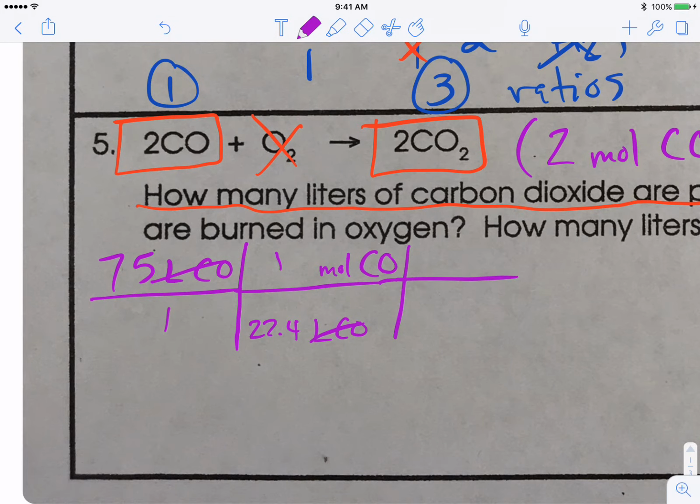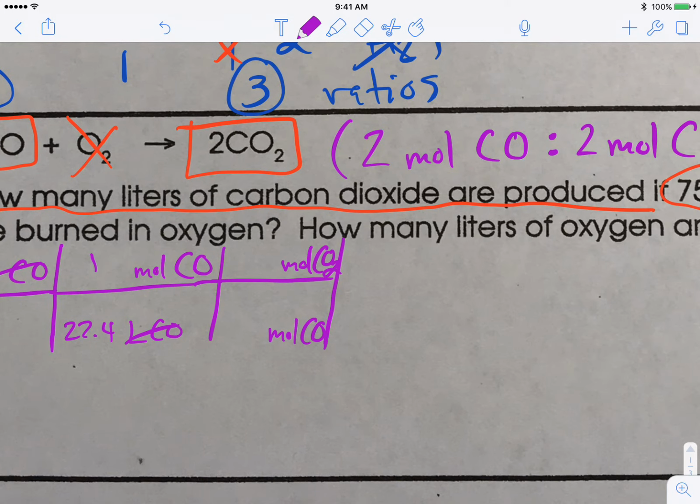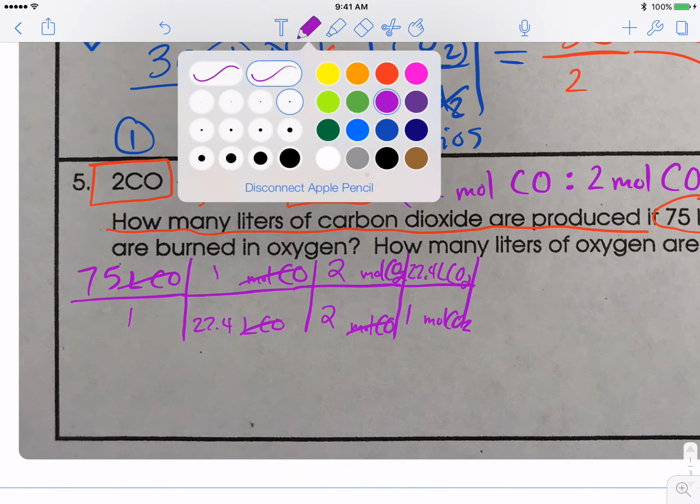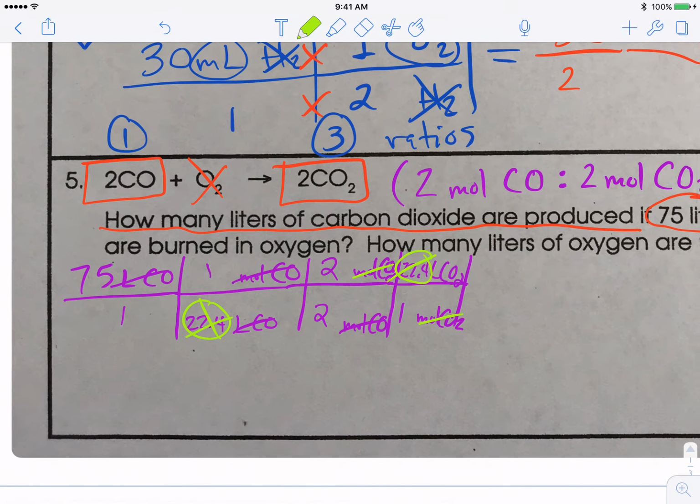Okay. Now the second step is our molar ratio. So we're going to take moles of CO and convert it to moles of CO2. And our ratio is 2 to 2. Cancel out the moles of CO. And finally, the last step, we can just convert moles of CO2 to liters of CO2, and that's going to be 1 for every 22.4 liters. I'm sorry, I'm a little messy. And let's just go ahead and cancel out what we don't need. So, bam, bam. Remember, 22.4, we can just go ahead and cancel that out right away.